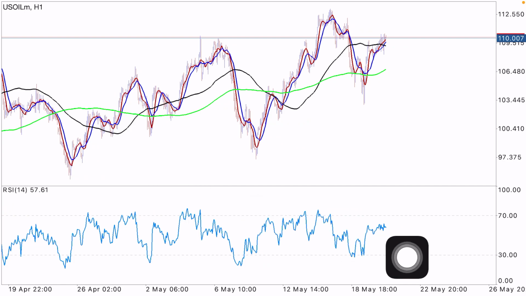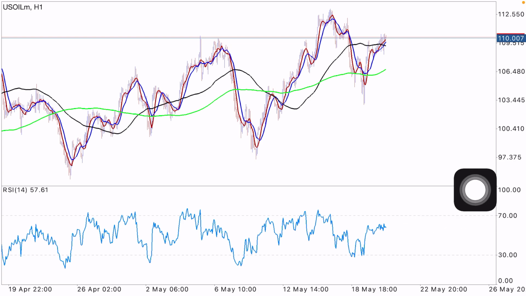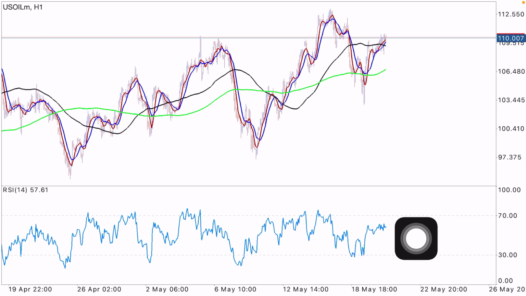So between 0 and 30 is the oversold region. Between 70 and 100 is the overbought region. Between 30 and 70 is called the neutral region. Do you get it?